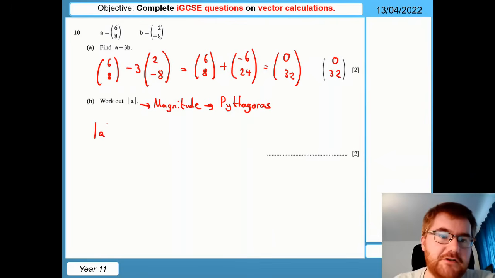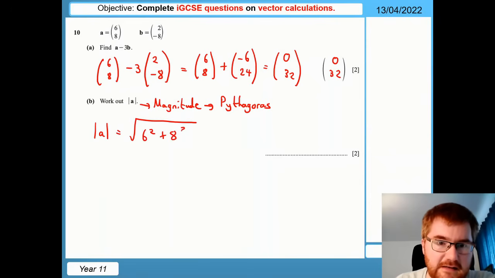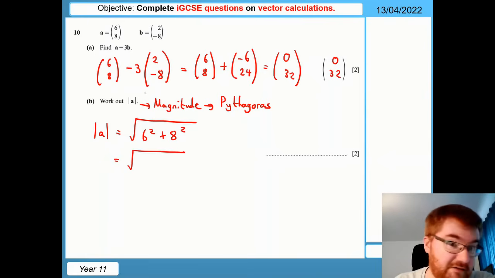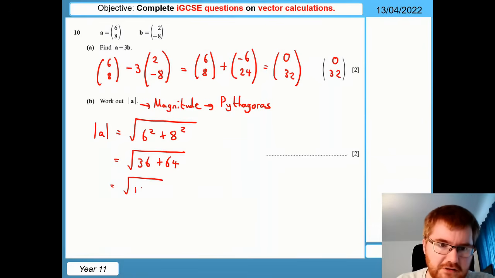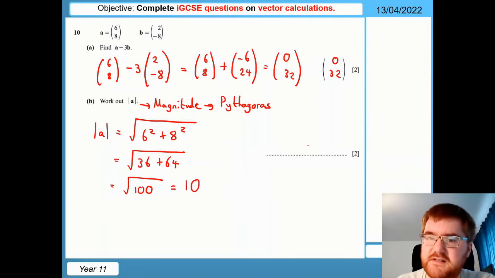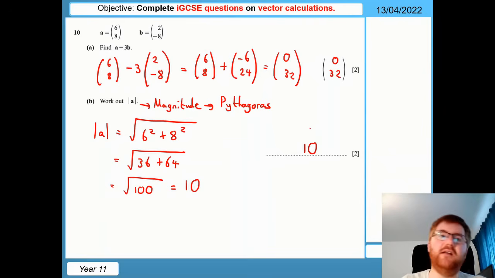So to work out the magnitude of A, we want to do Pythagoras on this vector. So we do the square root of 6 squared plus 8 squared. It's a nice number at the end. So let's work our way through. That's why there's no surd mention. 6 squared is 36. 8 squared is 64. 64 plus 36 is equal to 100. And the square root of 100 is equal to 10. If you spotted that Pythagorean triple of 6, 8, 10, then well done you at home. That's going to save you time in the exam.